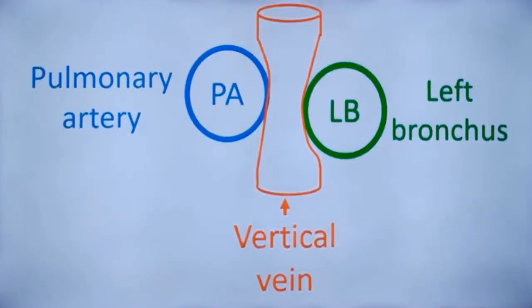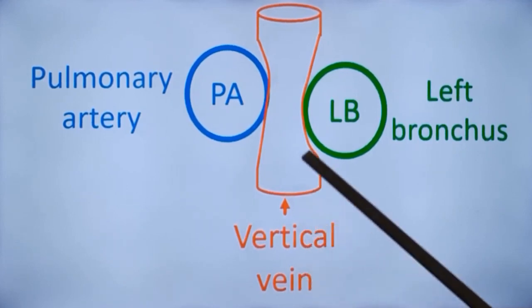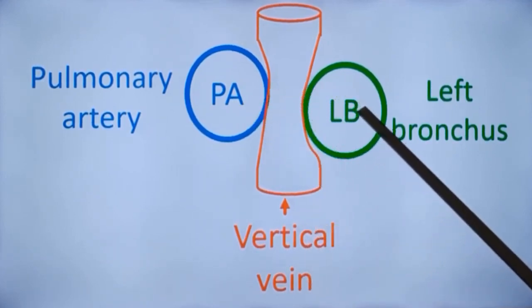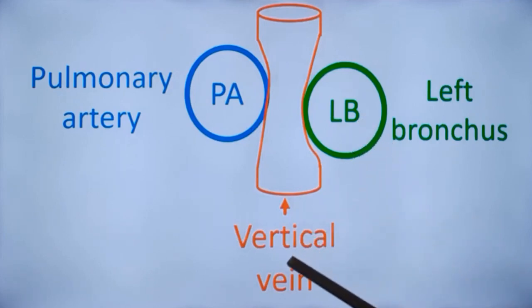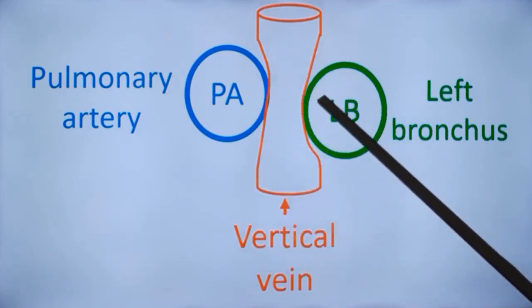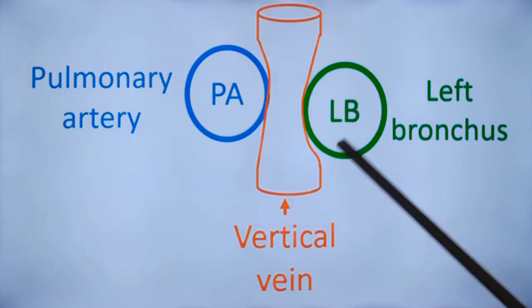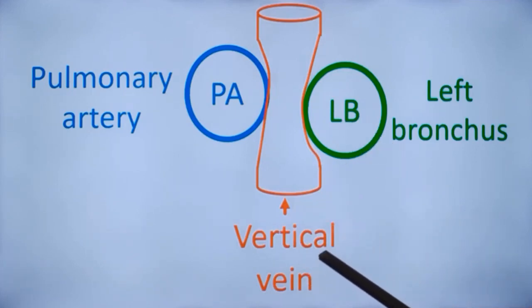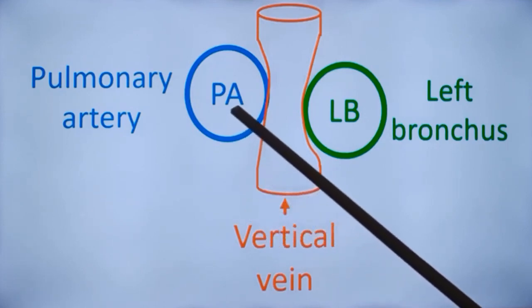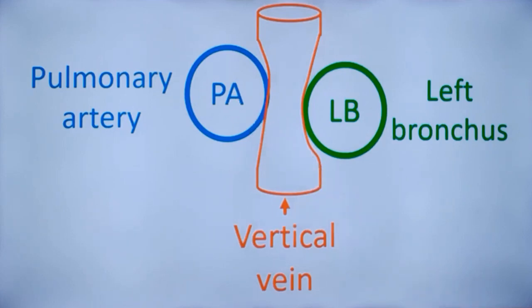This is the typical location of the hemodynamic vise between the pulmonary artery and left bronchus. When the vertical vein ascends, it is compressed by these two. When it is compressed, pulmonary venous drainage is obstructed partially, which leads to increase in the pulmonary venous pressure. Pulmonary venous pressure is transmitted back onto the pulmonary arterial pressure.